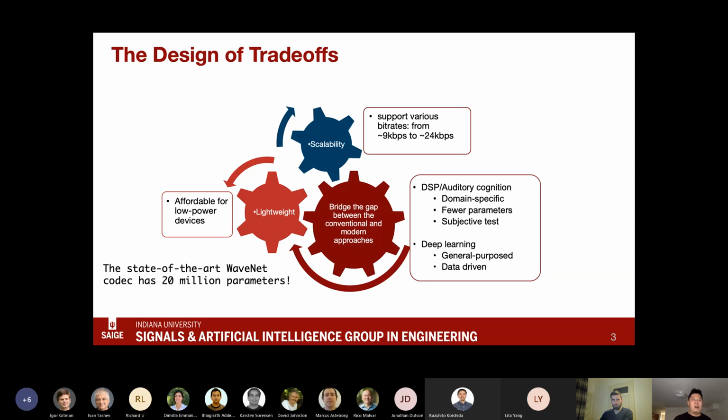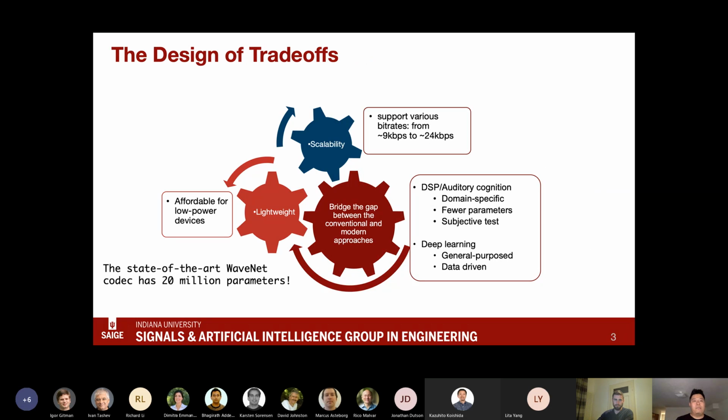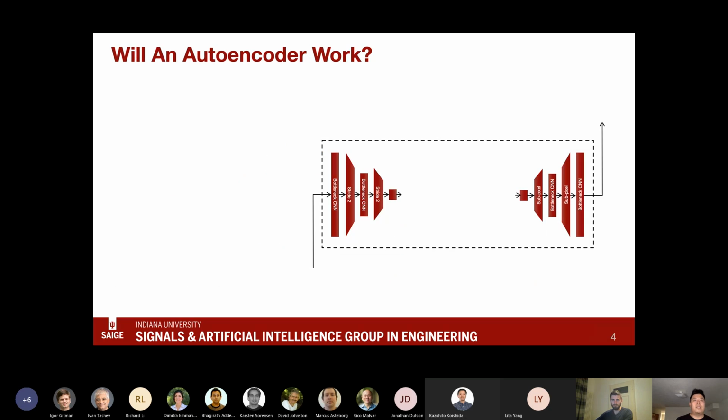So our work here is to not further push the capacity of neural network. We've seen that, and I personally don't have the intention to do so. Our methodology is to bridge the gap between conventional DSP methods and deep learning as a modern computational paradigm to make these new models more efficient. This is not really a straightforward way because there are multiple challenges.